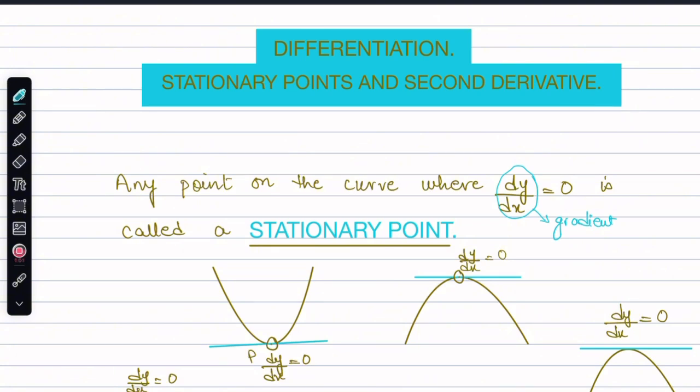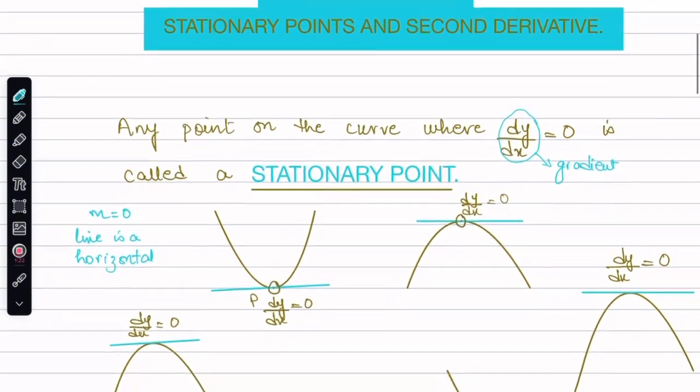And we know that the gradient equals 0 when a line is a horizontal line. So let's discuss some cases for stationary points.